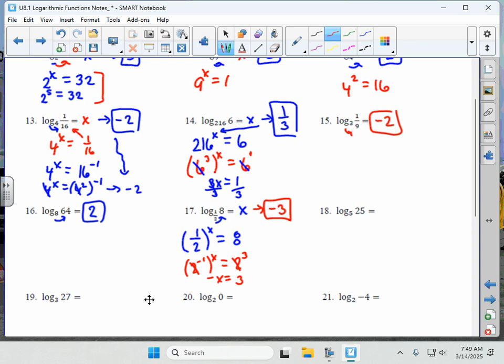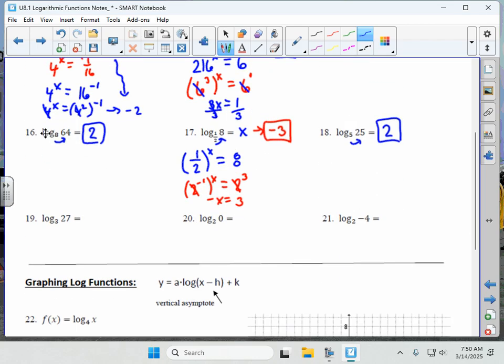All right, 18, log base 5 of 25. So 5 to what power is 25? 5 to the 2nd power. That's pretty easy. All right, 19, log base 3 of 27. So 3 to what power is 27? 3 to the 3rd power is 27.